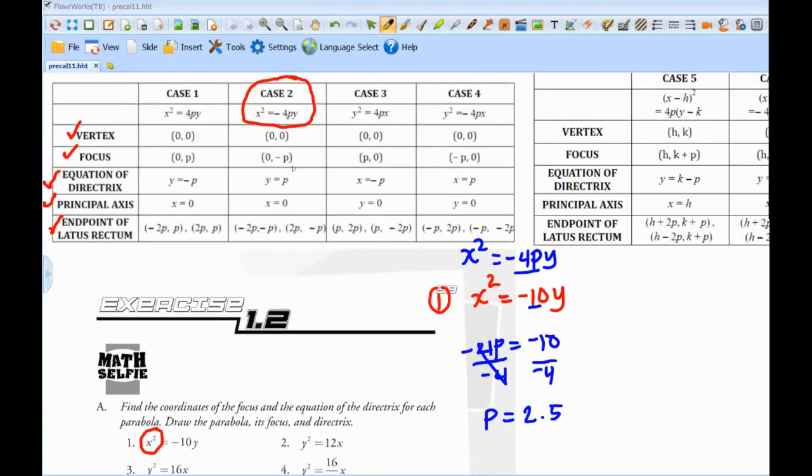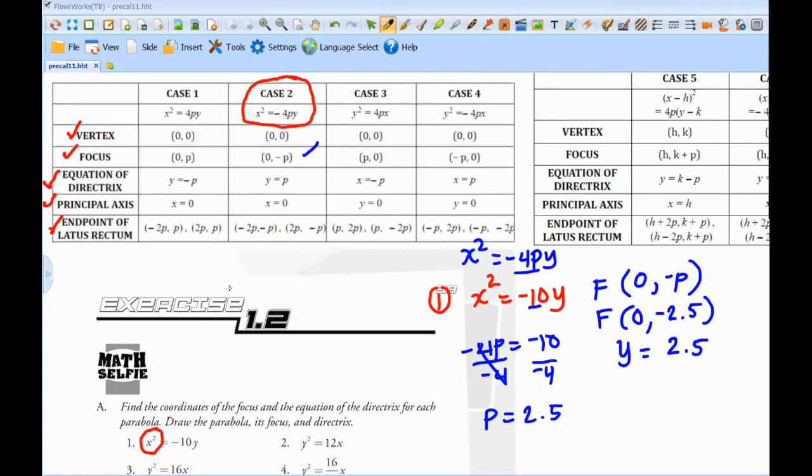So we got the p, we can get our focus, right? The focus is on 0, negative p. So definitely you have that p, so your focus is 0, negative 2.5. Okay? And you have the equation of the directrix, y equals p. So y equals the value of the p, which is 2.5.